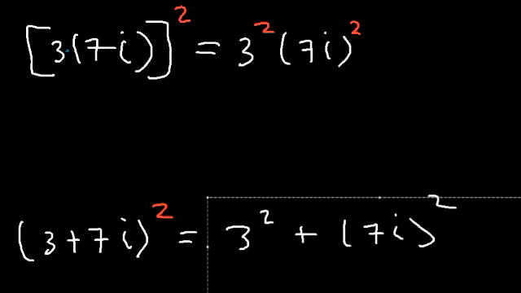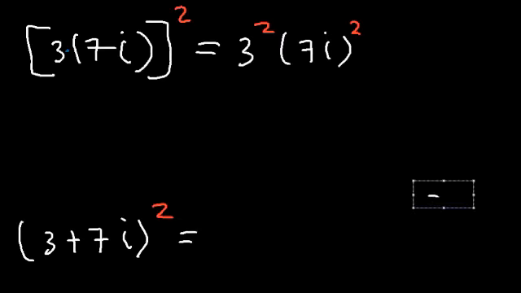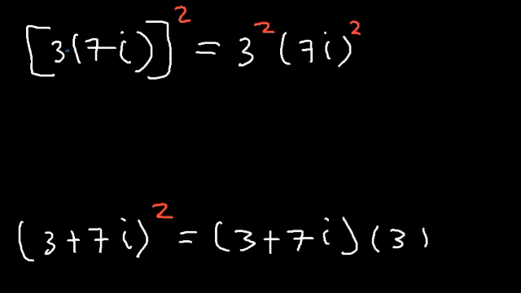For the one on the bottom, you need to FOIL it. You need to expand it first as 3 plus 7i times 3 plus 7i, and then FOIL. So if you have an addition or a subtraction sign between the 3 and the 7i, you have to FOIL it. If you have a multiplication or division sign, you can distribute the 2. You don't have to FOIL it. Make sure you understand the difference.